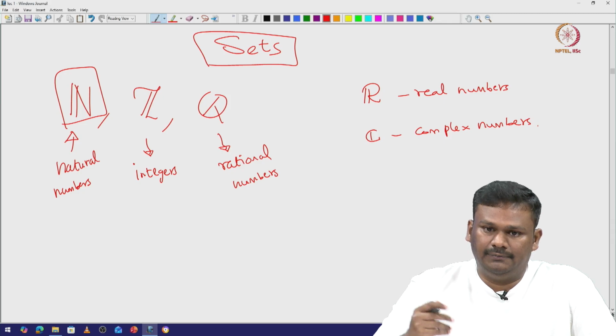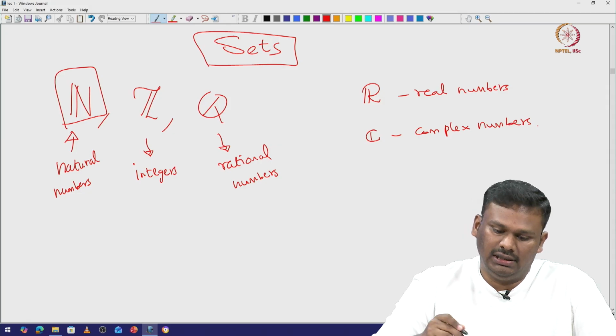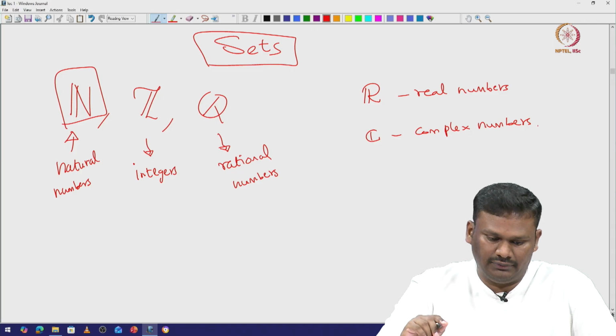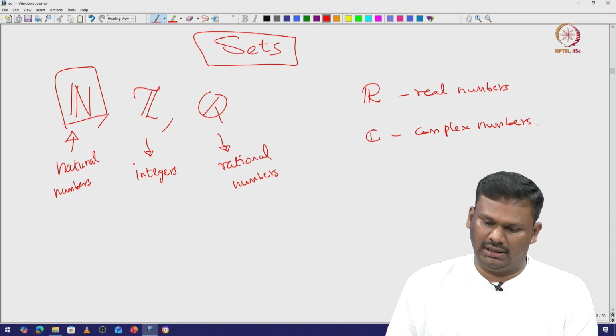Then if you add multiplicative inverses for each non-zero integer, what you get is the rational numbers. So, this is what is going on in the background, but we will actually do it from scratch and construct them very neatly, without assuming anything.